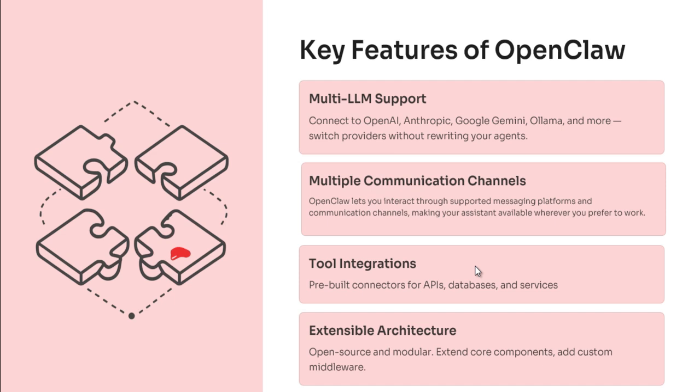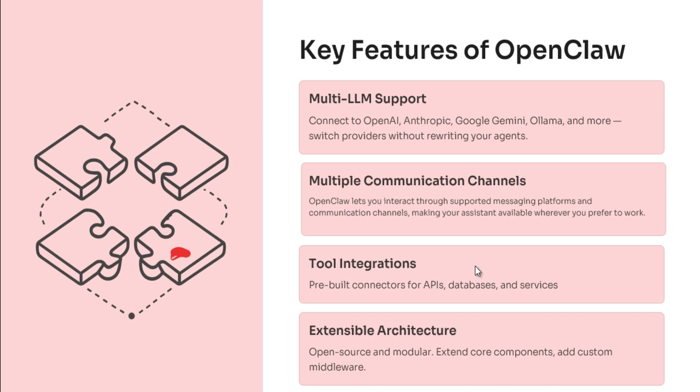The next feature we have is extensible architecture. So developers can create custom tools, integrate external APIs, customize workflows, and build specialized agents depending on their need. So to summarize, OpenClaw gives you the freedom to choose your AI model, access through multiple communication channels, the ability to connect with your everyday tools, the flexibility to extend and customize it as your needs grow.